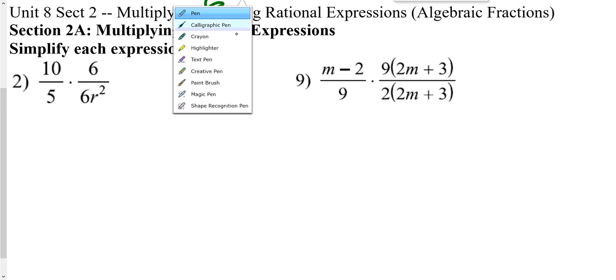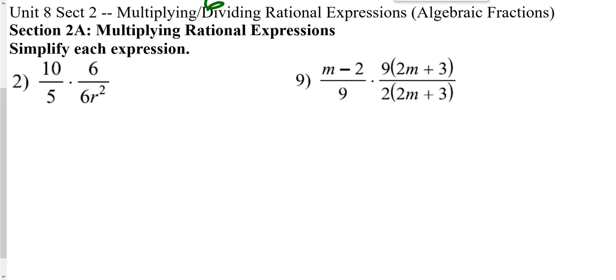So as we look down below here, we can cross things out that are multiplication. Now, if you want, you can go ahead and rewrite 10 as a 5 times a 2. We have a 5 on the bottom. We have a 6, and then we have a 6 times an r squared. So things that are multiplied by the top and the bottom, we have a 5 times the whole top, 5 times the whole bottom. We have a 6 times the whole top and a 6 times the whole bottom.